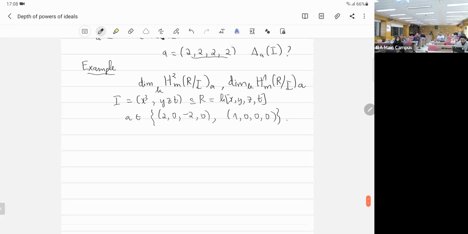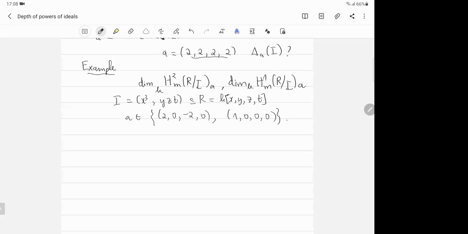So actually we know something beforehand, before even using Takayama. We know that the depth of R mod I, in this case, you see that I is generated by a regular sequence of length 2, and R has dimension 4, so this should have depth 2. So we know beforehand that this should be 0, because that is the minimum value such that you have non-zero local homology. So let's try to check whether it is true by Takayama.